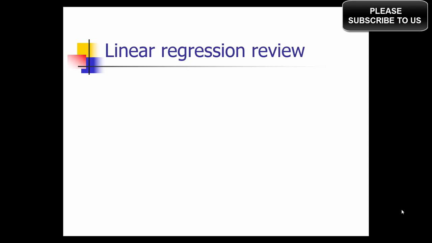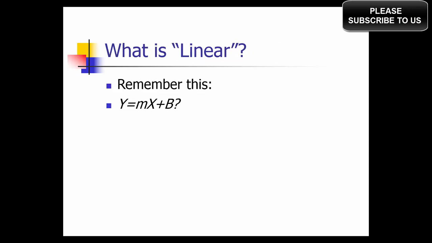Hi, in this video I'm going to give you a brief overview of what linear regression is. Linear regression is more like fitting a linear line to the data points, and a linear line is given by the equation y equal to mx plus b. If you know the equation of a linear line, m stands for the slope of the line and b stands for the intercept.